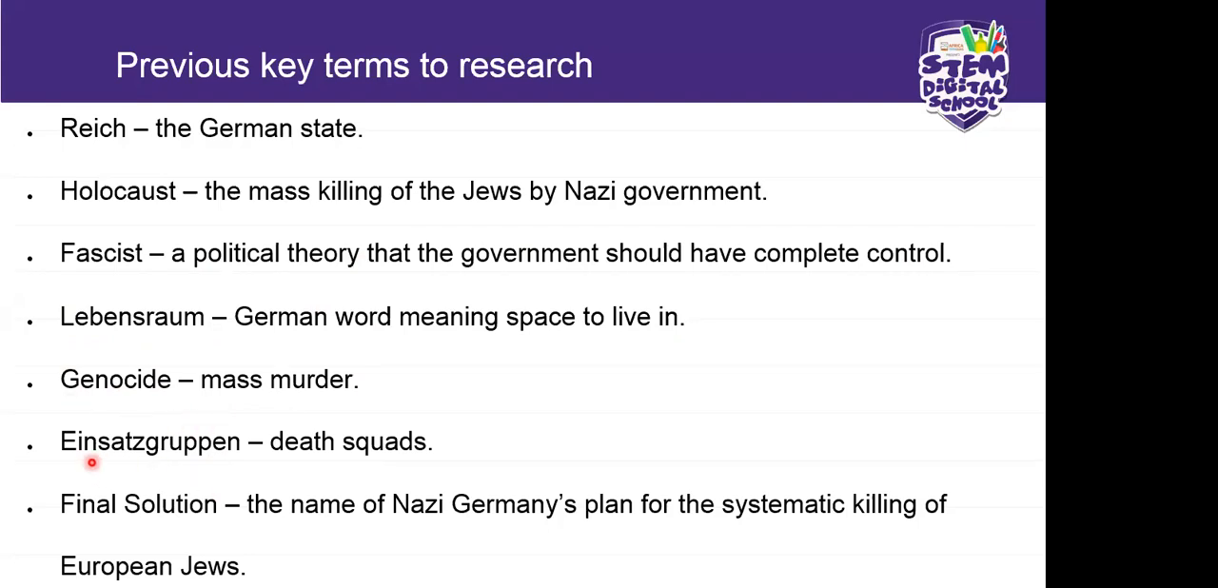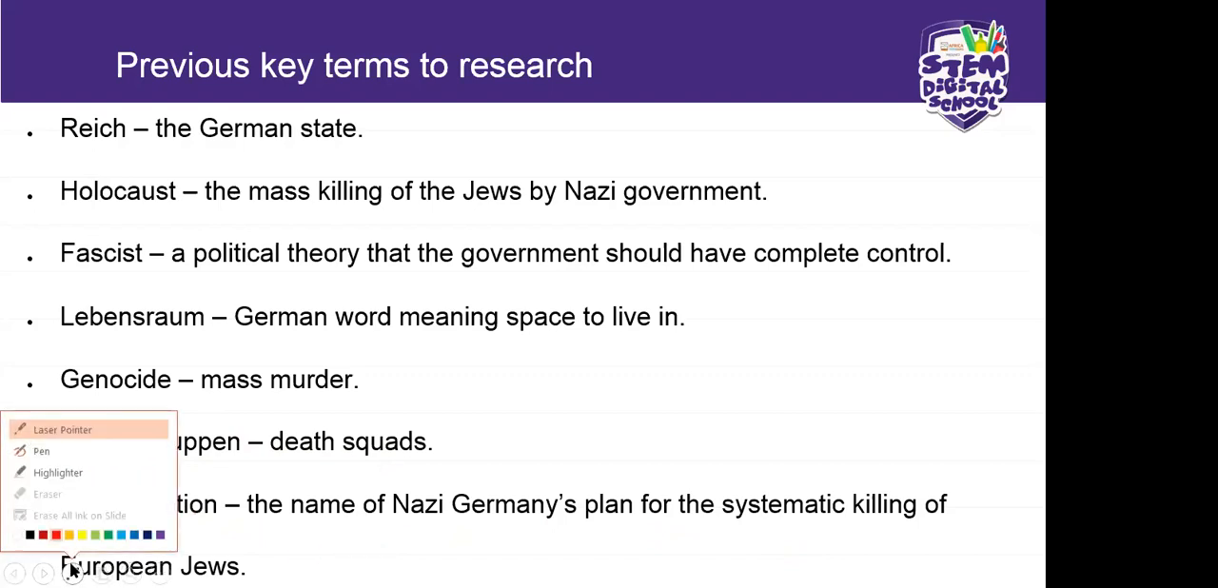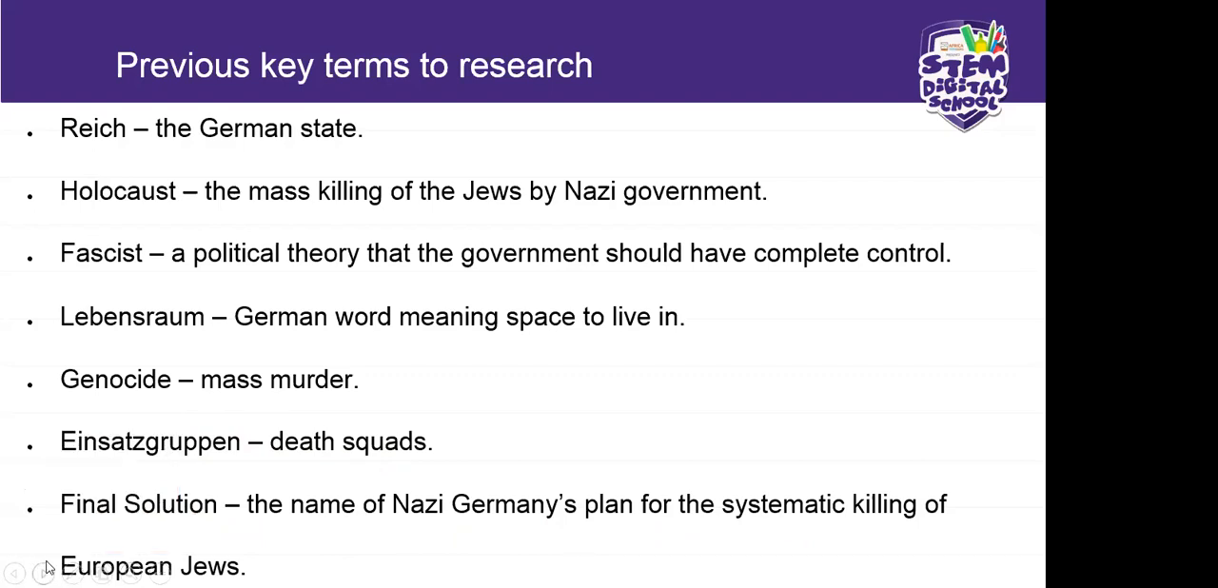And then we've got this word, the death squads in Germany, the Einsatzgruppen. Those were the death squads within the Nazi party. And then the final solution, it was the name of the Nazi German plan for the systematic killing of European Jews. It was called the final solution. So those were the key terms I asked you yesterday to research.